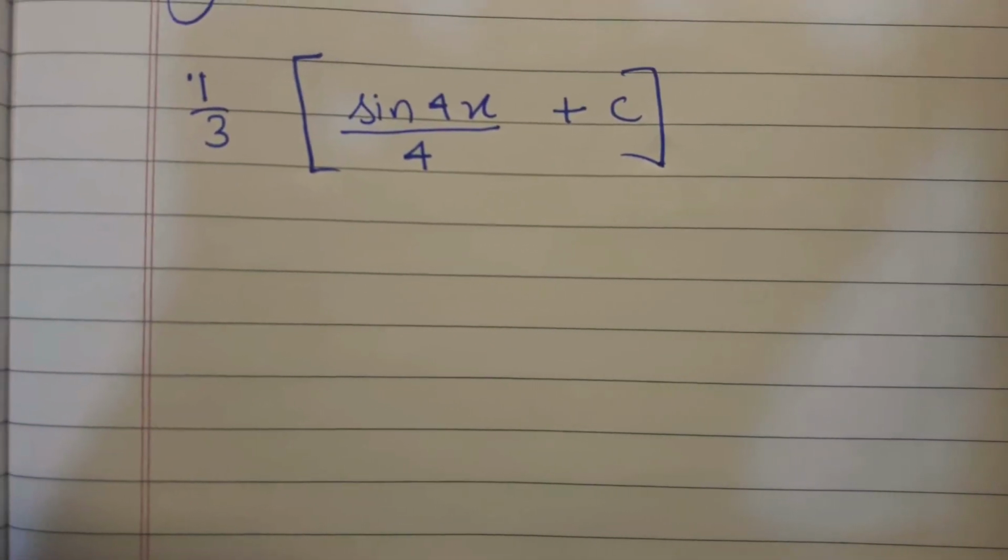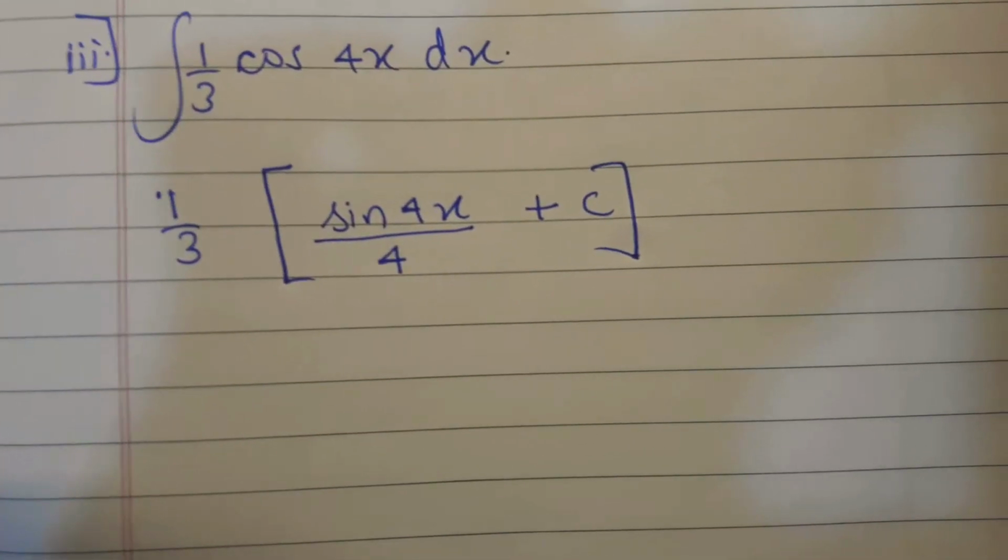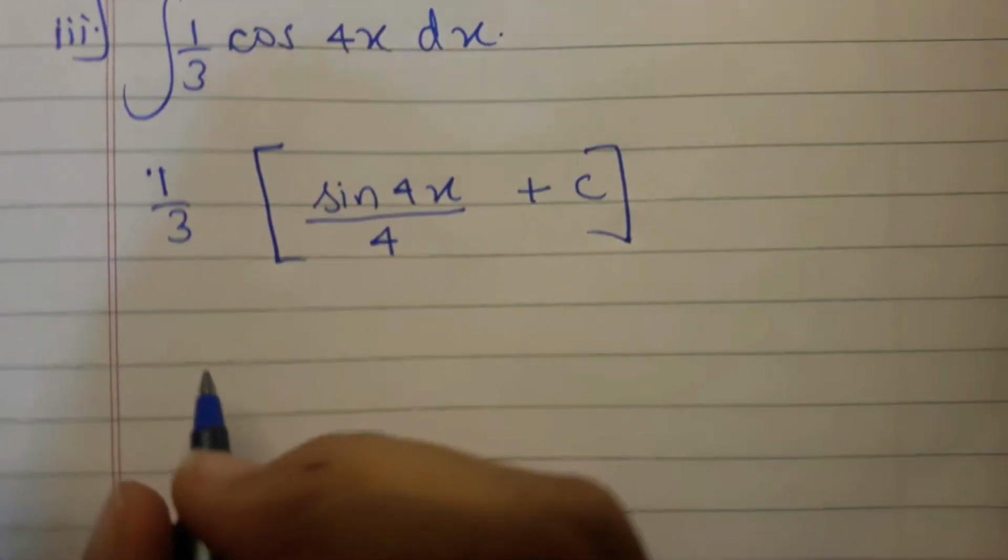The next question is quite similar to this one. It's cos 5x by 2. So I won't be solving this. So I'll go on to the fifth question.